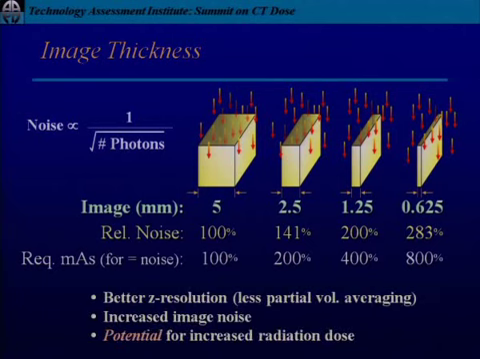Okay, so with smaller image slices, we do get better Z resolution, which means less partial volume averaging, and I'm going to show you some examples of what that is in the next few slides. However, we do get this inherent increase in image noise, and there is this great temptation to try to compensate for that noise by increasing your mass as you go to thinner and thinner slices.